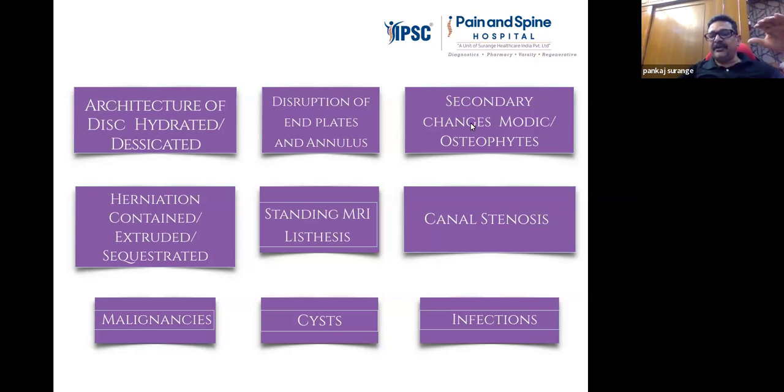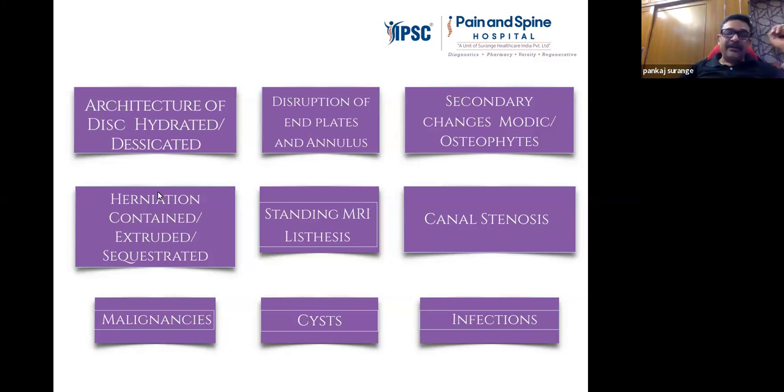So secondary changes, body changes, are basically the end plate changes, which happen because of the disc degeneration, which leads to the changes at the end plates. So there are different types of end plate changes, which we'll discuss, because every type of end plate change will have different modalities to treat. They will have different presentations.